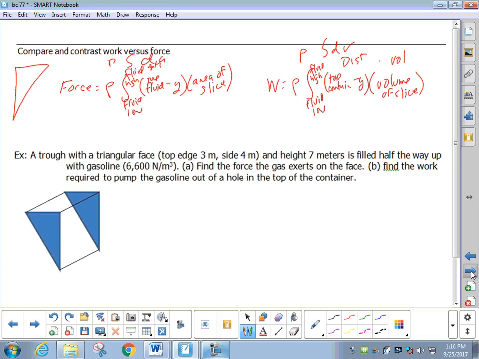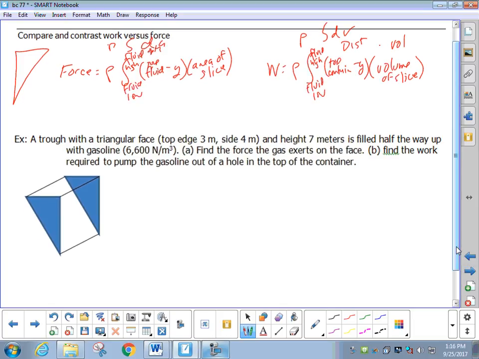So you've got this triangular trough. Top edge 3, side 4, height 7. I'll explain what I mean by those in a second. Filled half the way up with gasoline. Find the force in A and the work in B. I don't like when the container goes that way, so if you don't mind, I'm going to draw it this way.